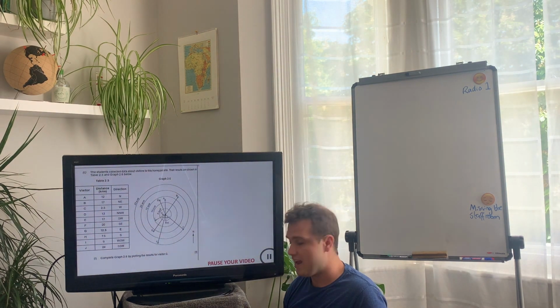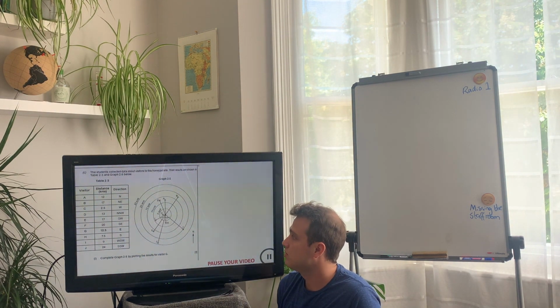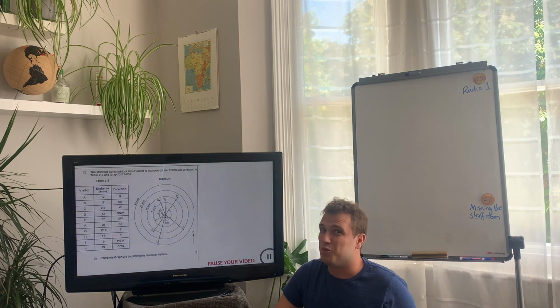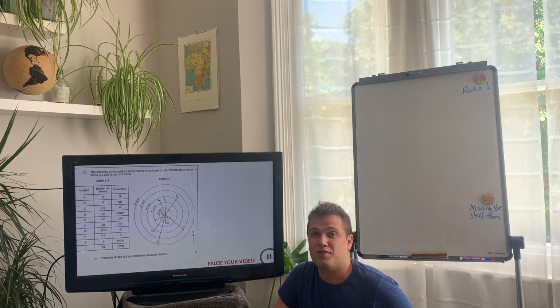This is on a sheet for you. If you're able to print this sheet out, have a go at this. If you weren't able to print the sheet out, it's quite hard for you to have a go at this. There's a lot of drawing involved there, so don't worry about it.